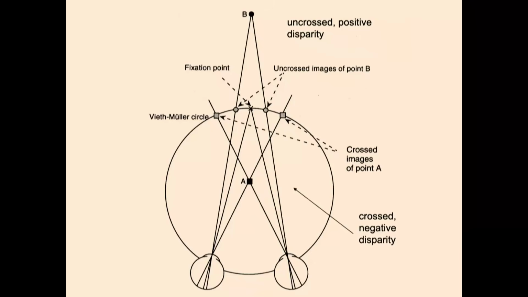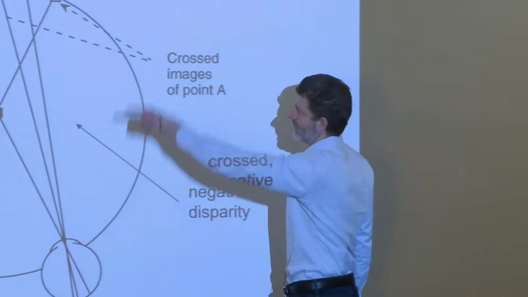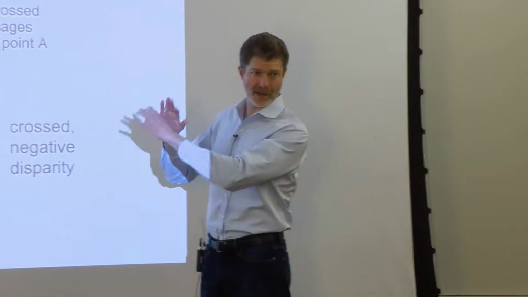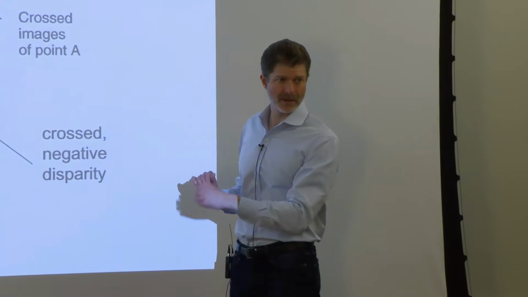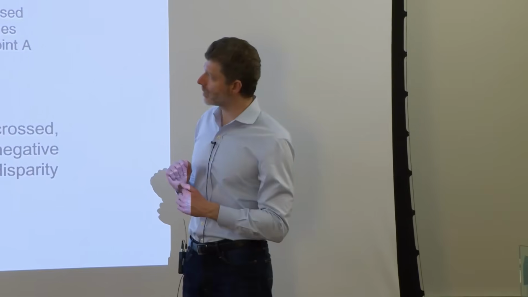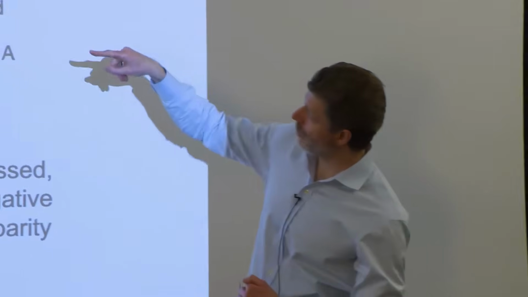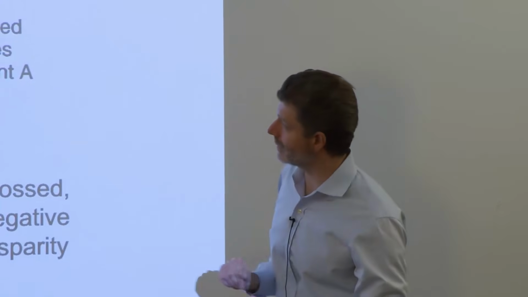Okay, so here's just another diagram to kind of make this clear. So we've got our fixation point here. There's a horopter that is defined by the fixation point. If you uncross your eyes, the fixation point will change, and the horopter will change. Okay? So the horopter is conditional on where you are fixating at a given moment. Okay? And then there will be points on either side of the horopter that will have either crossed or uncrossed disparity.